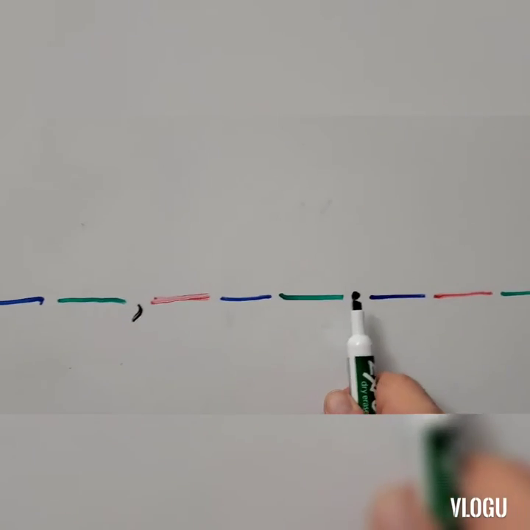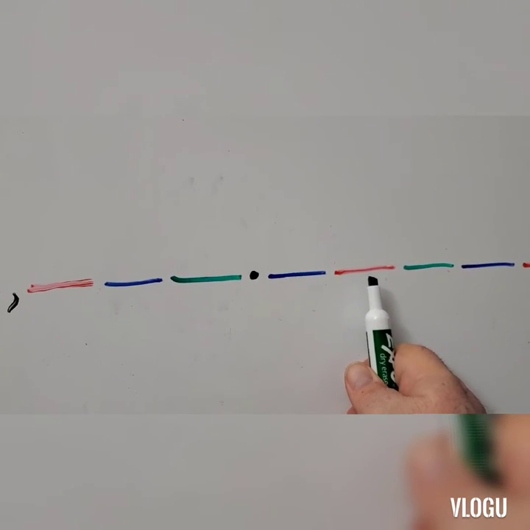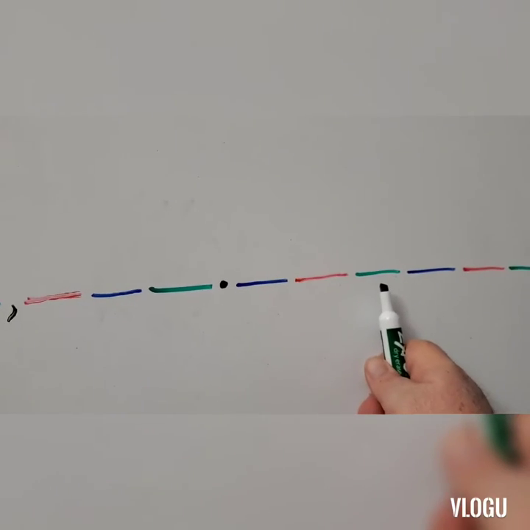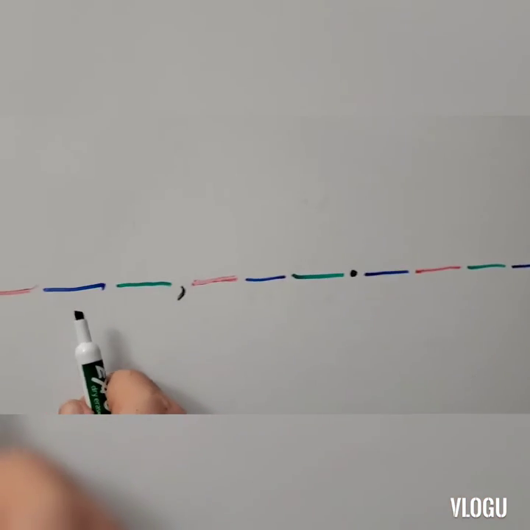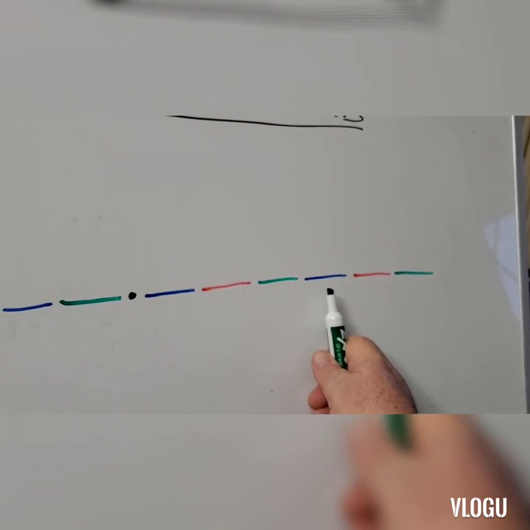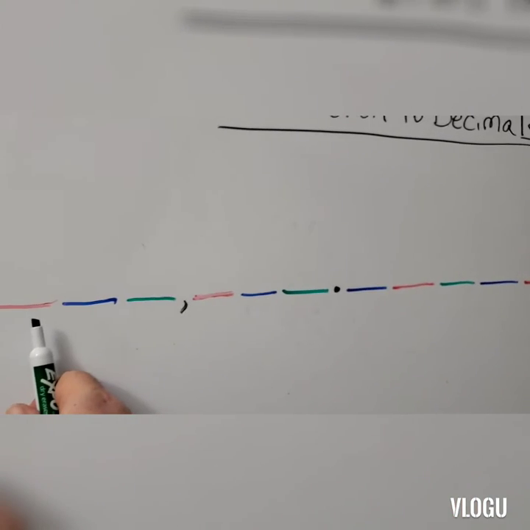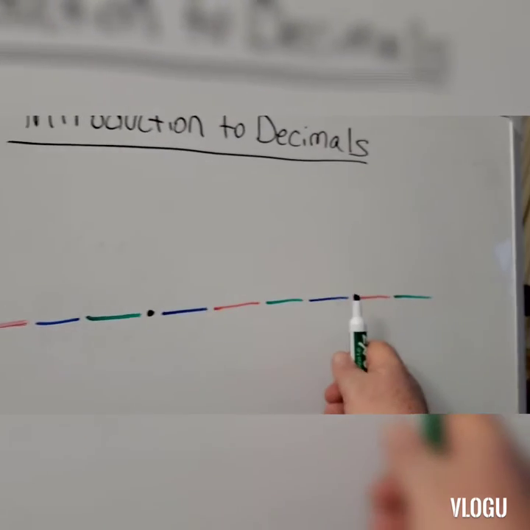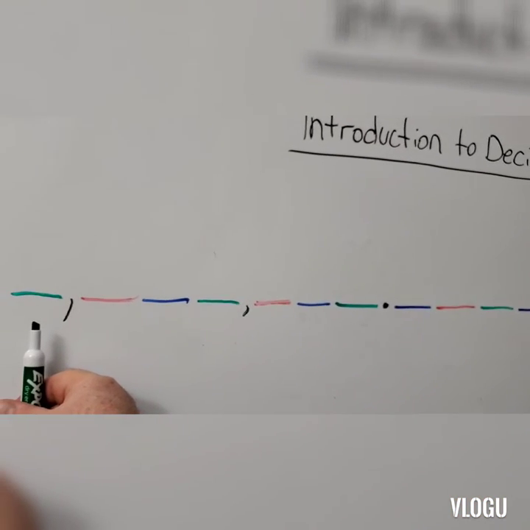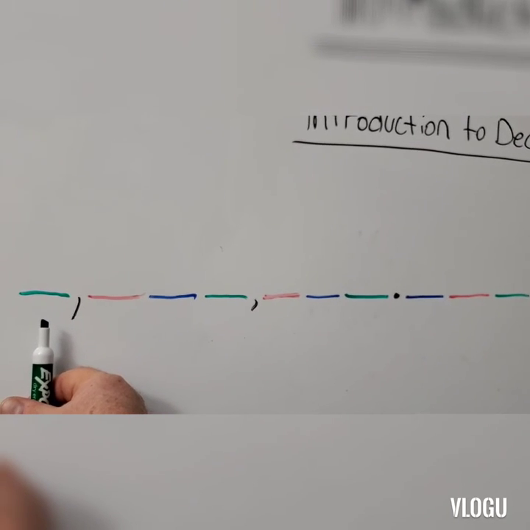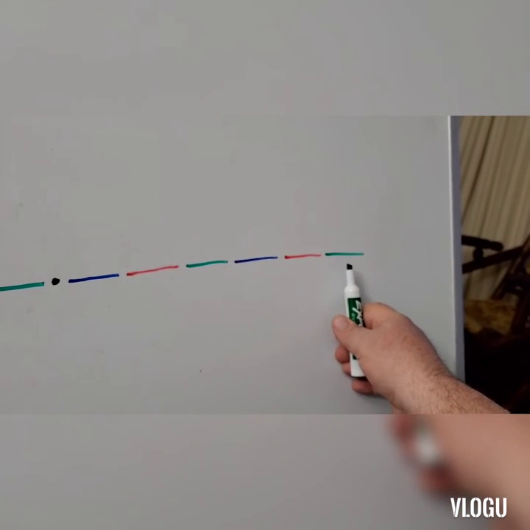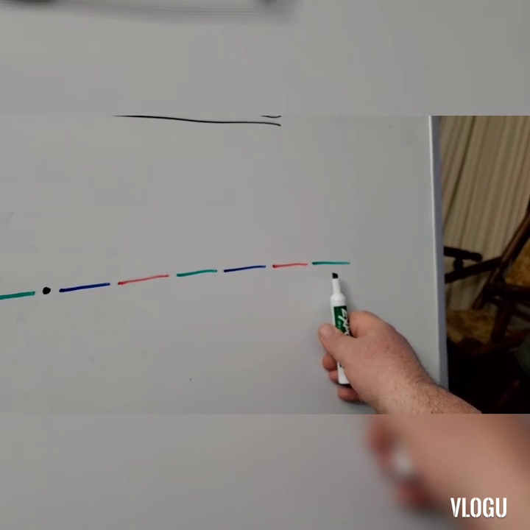Hundredths. Thousandths. What is this? Ten-thousandths. Hundred-thousandths. Come on, what is this one? What's after hundred-thousands? Millions. So what's after hundred-thousandths? Did you say millionths? I hope so.